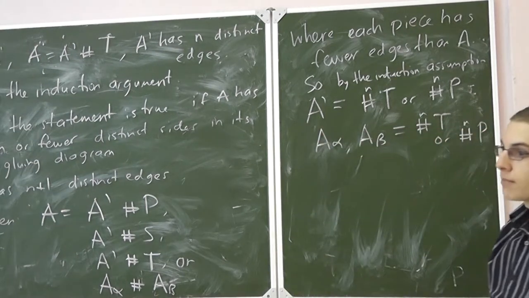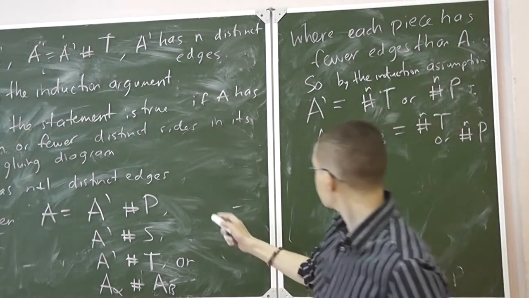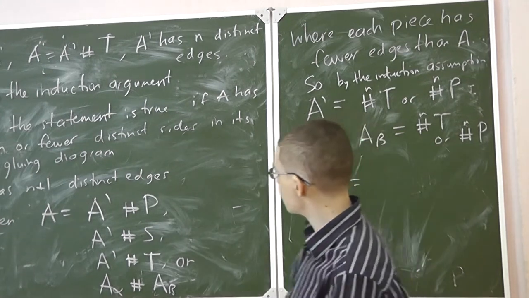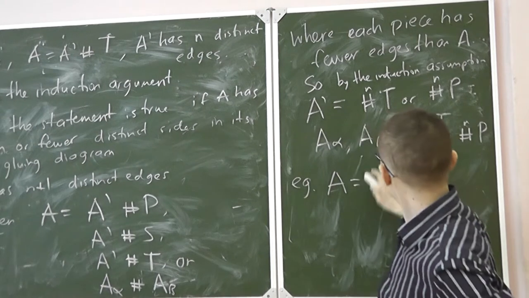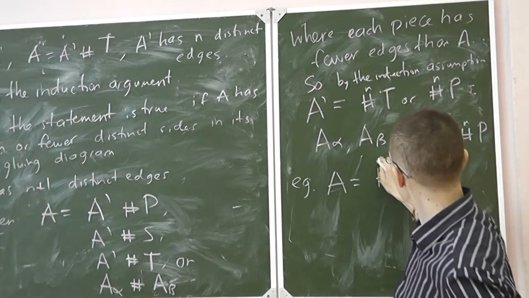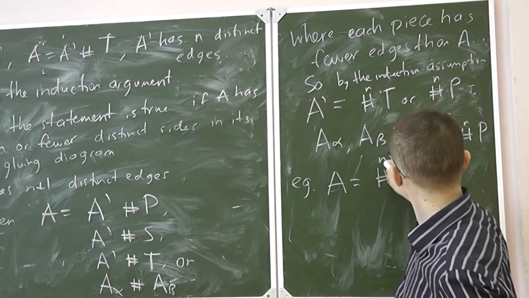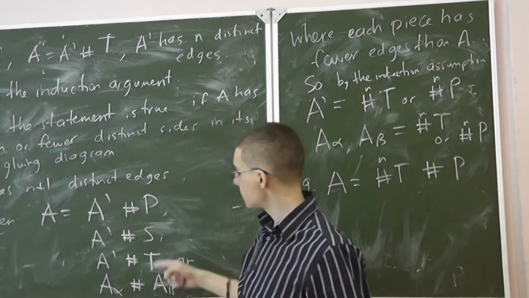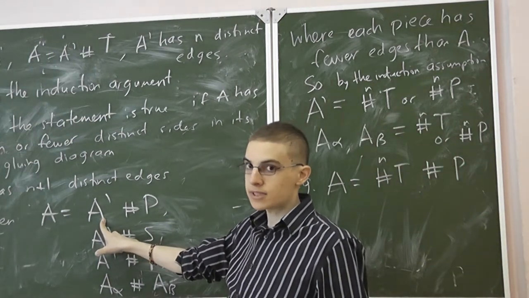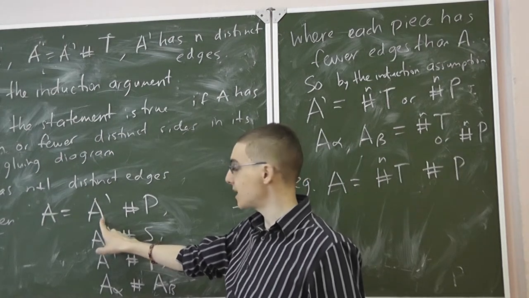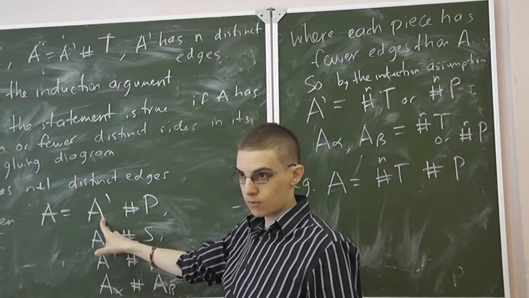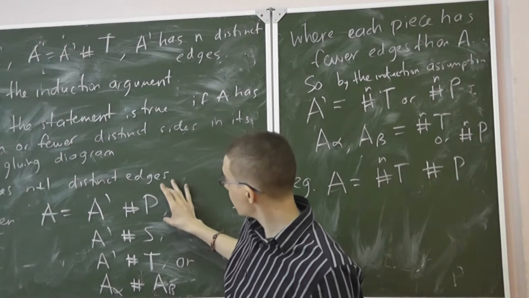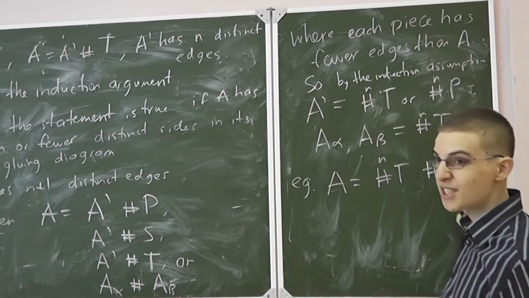Also connect sums of tori and projective planes. Okay, so for example, let's look at this case. Suppose A prime is a connect sum of tori and P. You see, in this case A prime has n or fewer distinct edges. So by the induction assumption, it's a connect sum of tori or projective planes. Therefore, we get that A is a connect sum of tori and a projective plane.